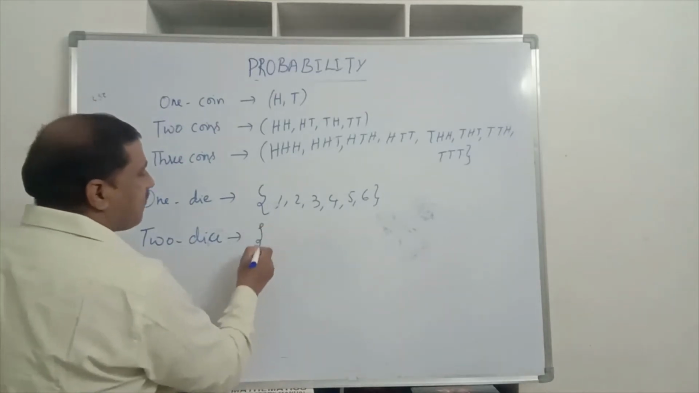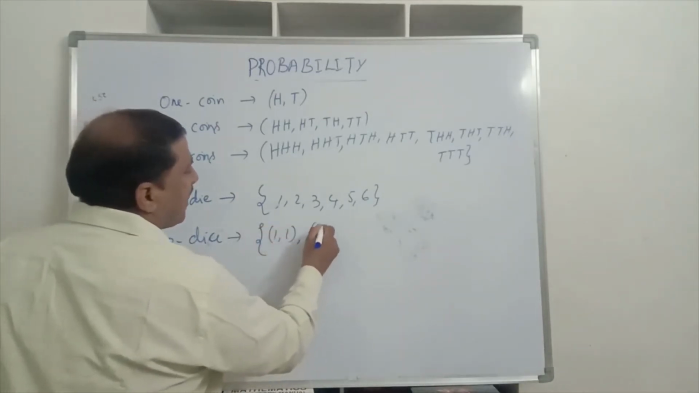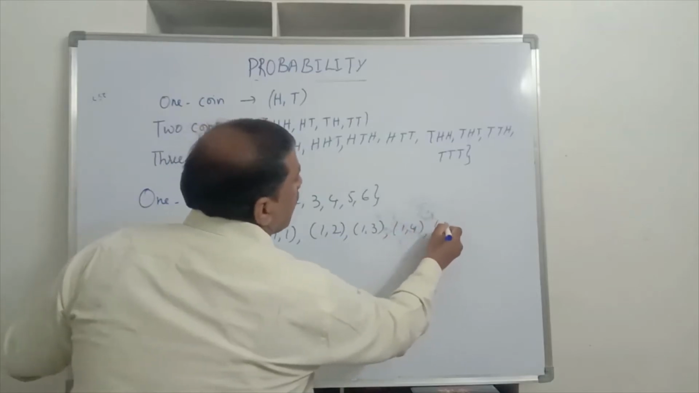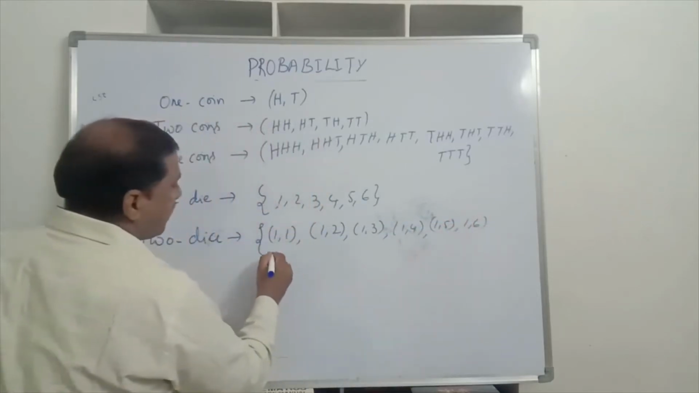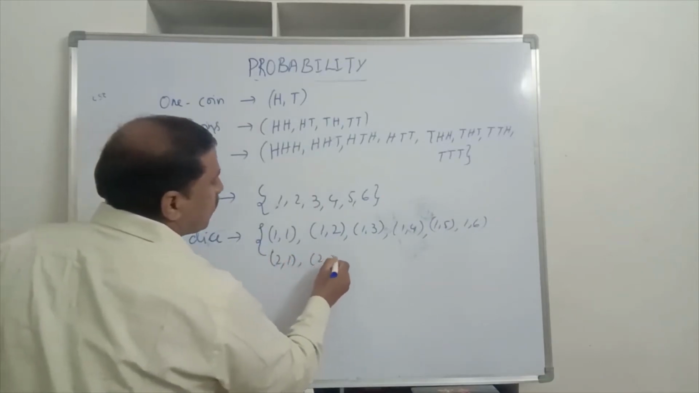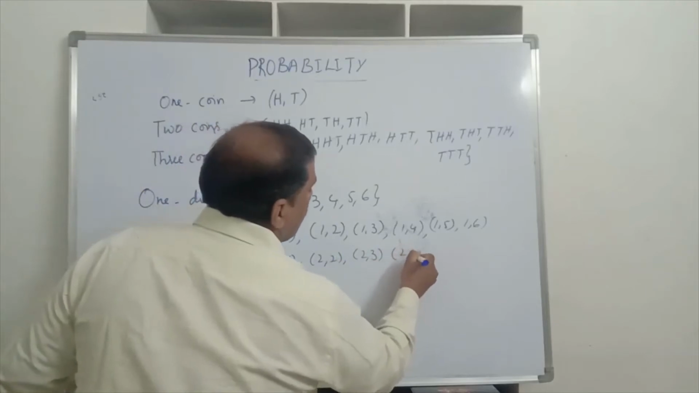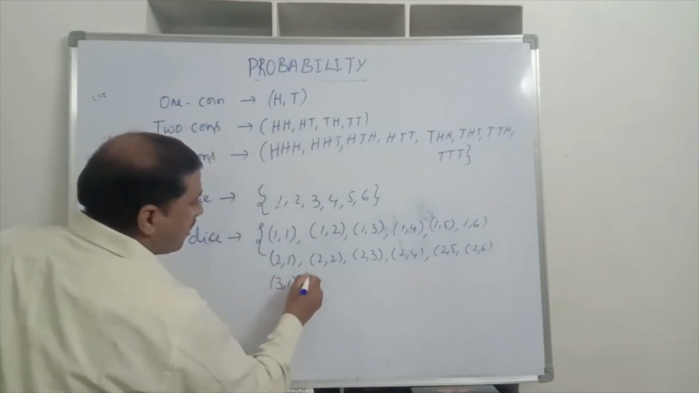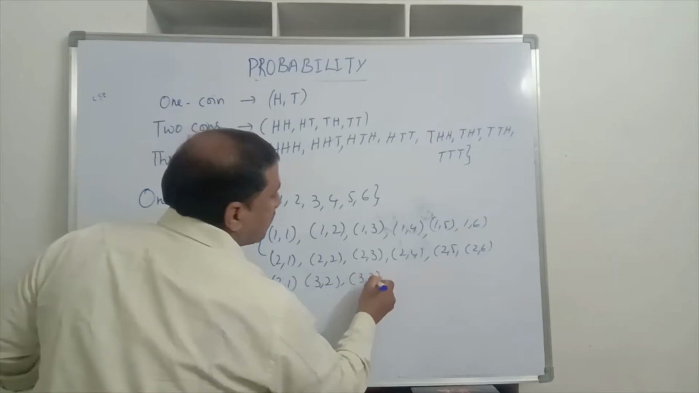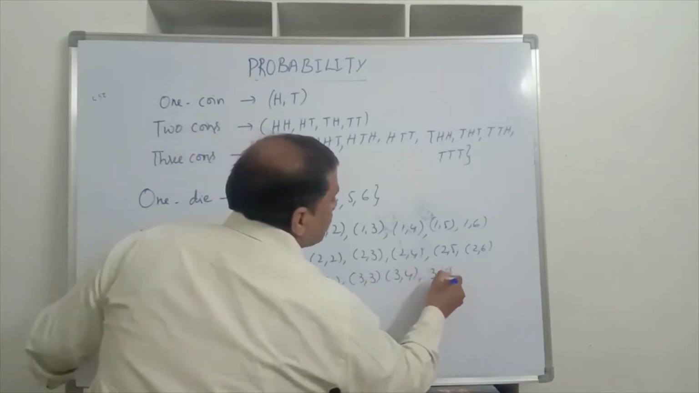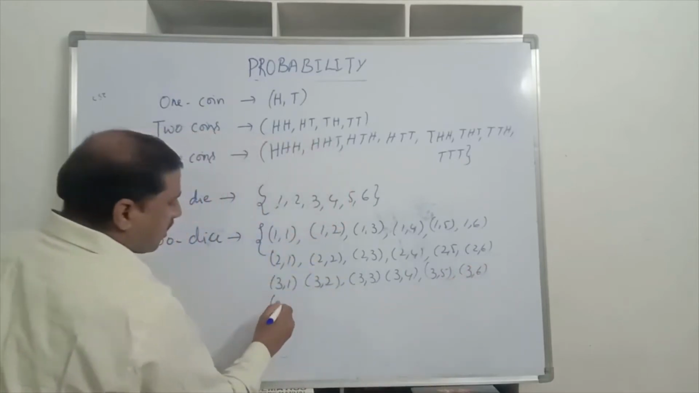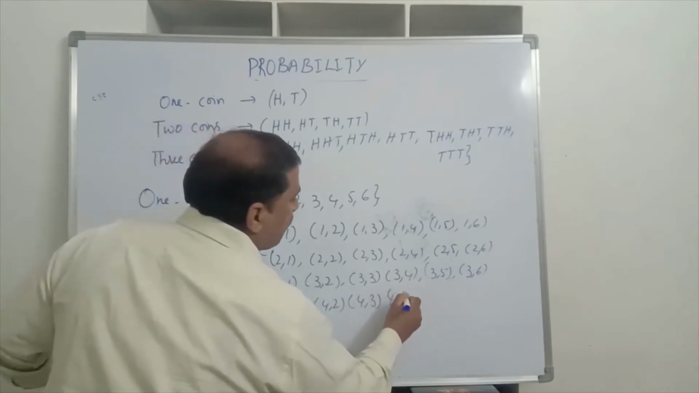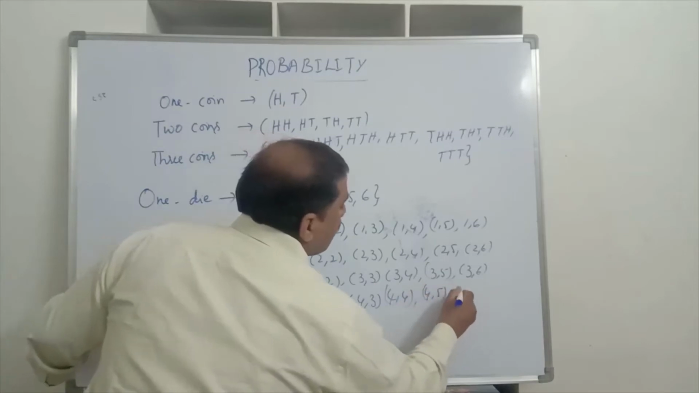We'll see here. The first die is 1, second die is also 1. First die is 1, second die is 2. That is 1 comma 2, 1 comma 3, 1 comma 4, 1 comma 5 and 1 comma 6. Similarly with 2: 2 comma 1, 2 comma 2, 2 comma 3, 2 comma 4, 2 comma 5, 2 comma 6. Then 3 comma 1, 3 comma 2, 3 comma 3, 3 comma 4, 3 comma 5, 3 comma 6. Then with 4: 4 comma 1, 4 comma 2, 4 comma 3, 4 comma 4, 4 comma 5, 4 comma 6.